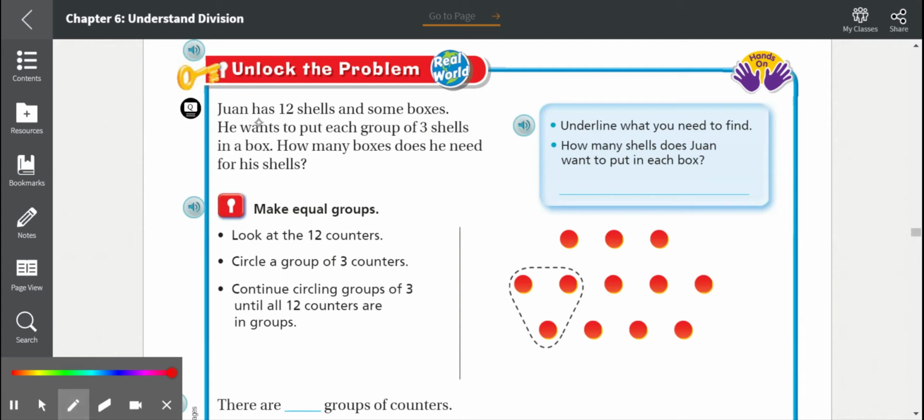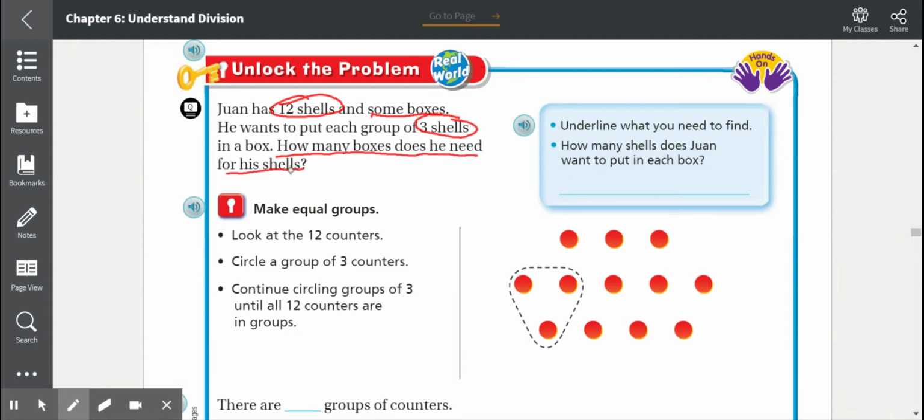So Juan has 12 shells in some boxes. He wants to put each group of 3 shells in a box. How many boxes does he need for his shells? So he has 12 shells and then some boxes. That's the number we don't know. We do know that he wants to put each group of 3 shells in a box. And so we want to know how many boxes does he need for his shells.